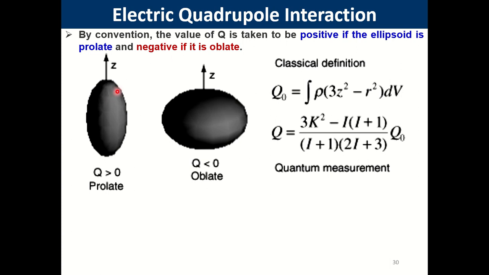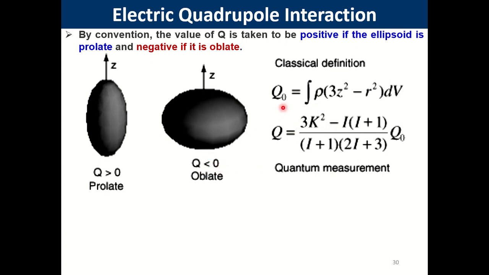So a non-spherical nucleus may have this kind of situation. It might be slightly elongated along the z-axis. This is what we call prolate, and in this case the quadrupole moment Q is greater than 0, that is, it is positive. In the case of oblate, it is flattened along the z-axis as compared to a sphere, and the value of the quadrupole moment is negative.